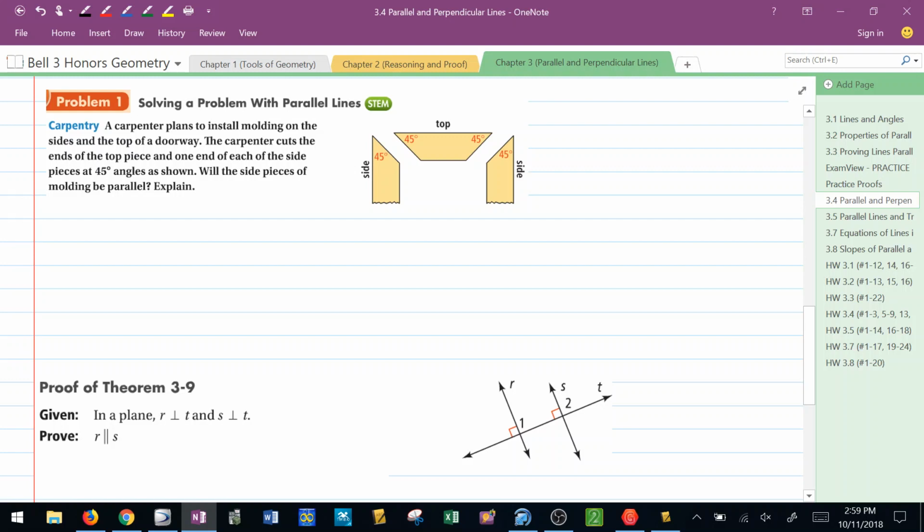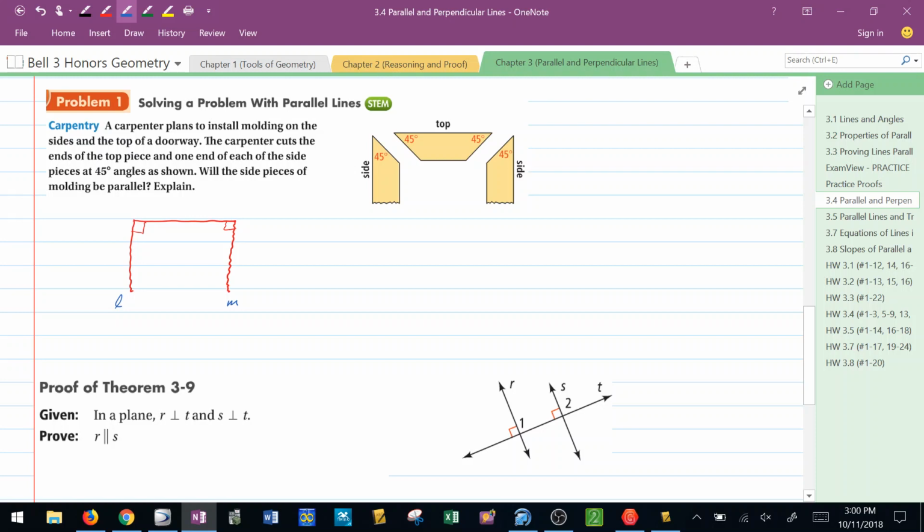All right. So if I look at it, what I'm really looking at is a scenario something like this. That's the top of the door frame. And if I take those two 45s and put them together, I have two right angles there. All right. Now, they want to know, what can you tell me, and I'm going to just use some names here, what can you tell me about L and M?